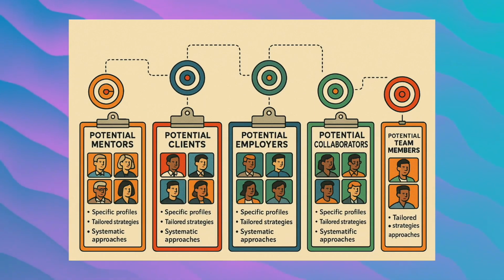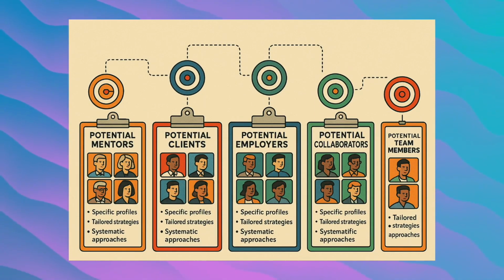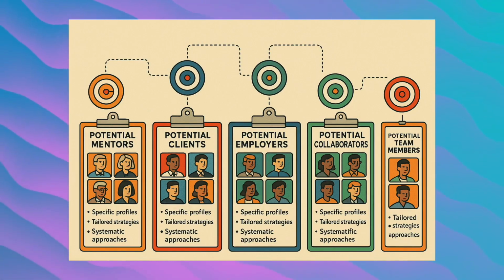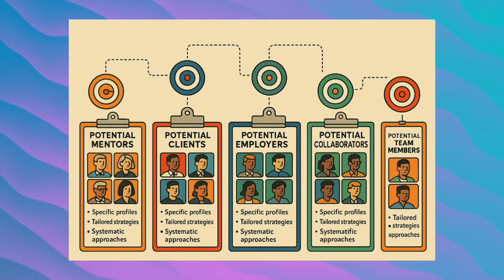Building custom audiences and target lists. Here's a sophisticated approach that combines several LinkedIn features. Building custom audiences for different professional goals. This means creating specific lists of people you want to build relationships with, organized by objective. You might have a list of potential mentors, potential clients, potential employers, potential collaborators, and potential team members. For each list, you can develop specific strategies for building relationships and providing value.